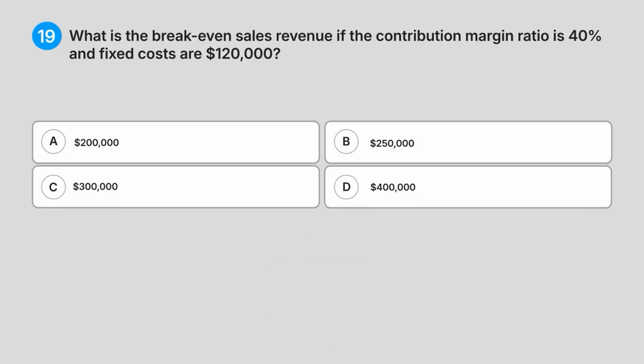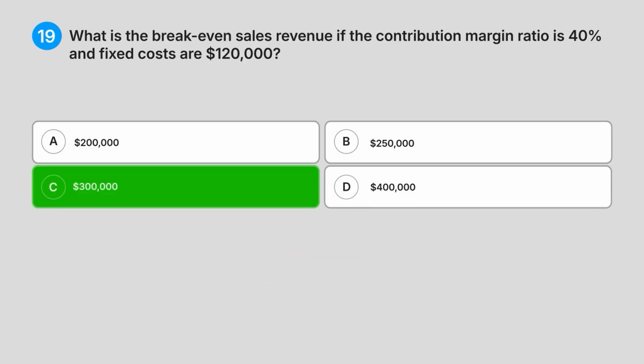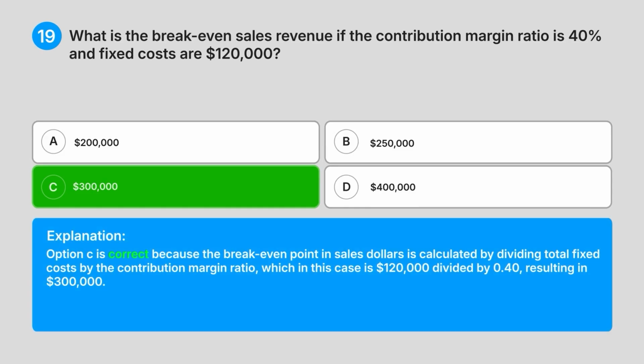Correct answer: C. USD 300,000. Explanation: Option C is correct because the break-even point in sales dollars is calculated by dividing total fixed costs by the contribution margin ratio, which in this case is USD 120,000 divided by 0.40, resulting in USD 300,000.